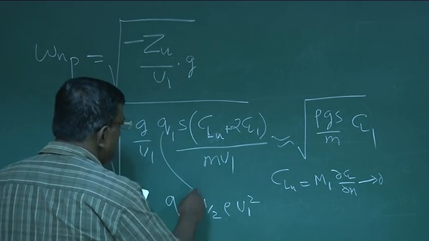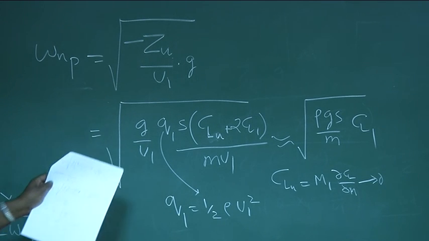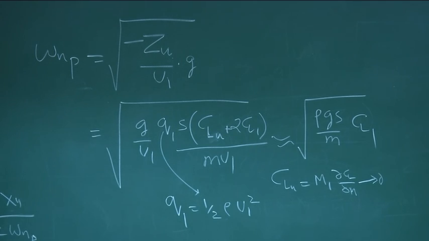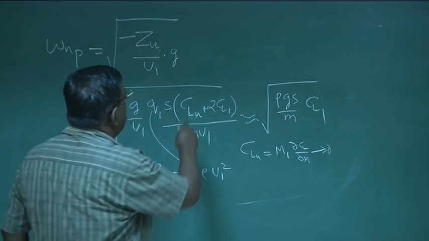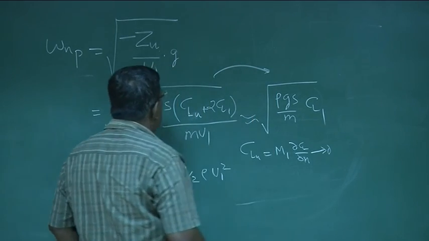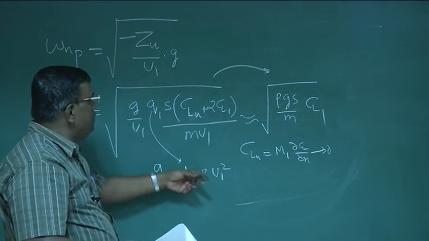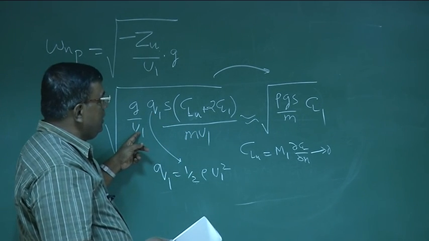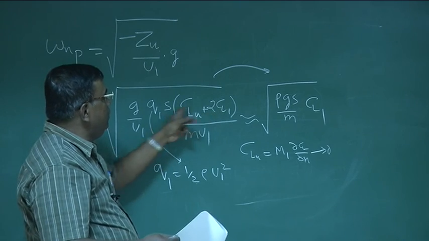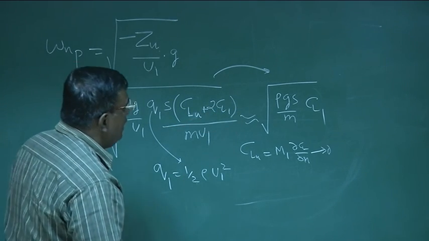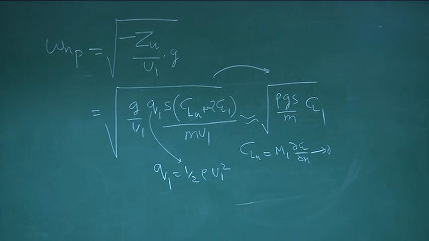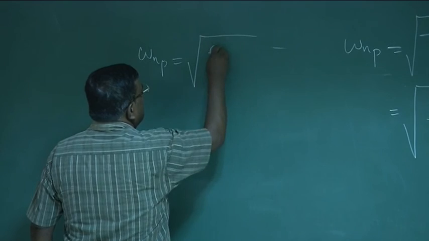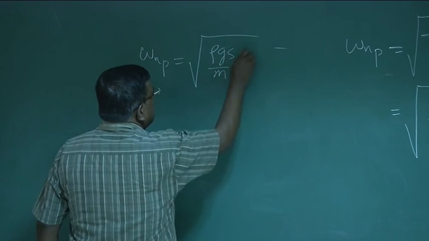So for Q1 you use this. The moment I use this, you should be smart enough to get this expression. Okay? This is the expression. How do I get from here to here? You are smart now. You know Q1 is half rho U1 square. So put half rho U1 square here. The U1 square will get cancelled. Then in 2CL1, the 2 will get cancelled and you will get rho GS by M CL1 under root. So omega n Phugoid is under root rho GS by M CL1.